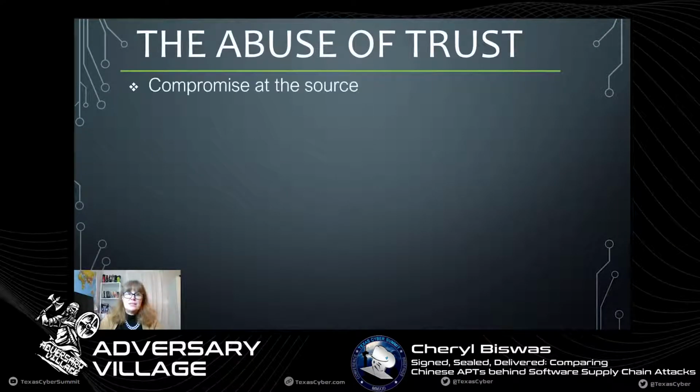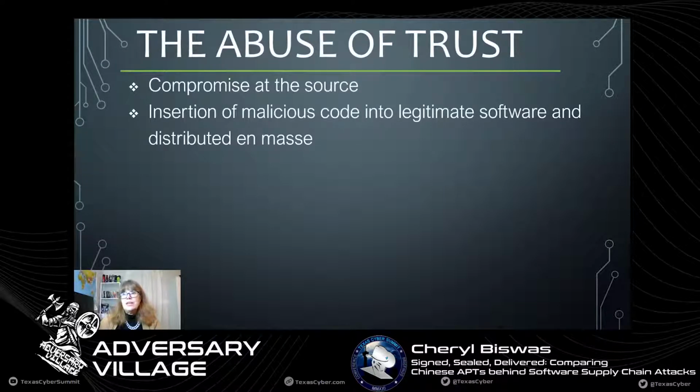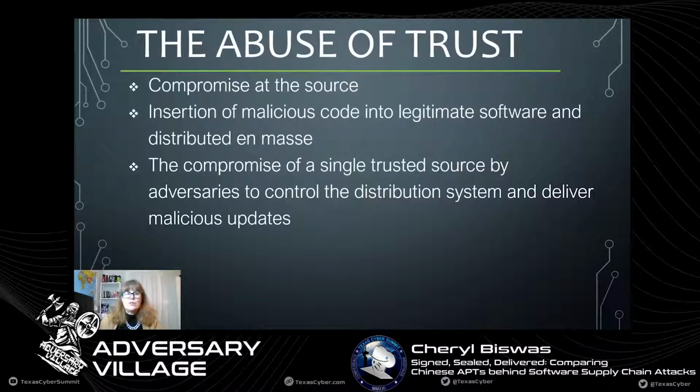It's an abuse of trust, and it's compromise right at the source. It's the insertion of malicious code into legitimate software that gets distributed en masse. And it's the compromise of a single trusted source by adversaries to control the distribution system and deliver malicious updates. Now, this can create access points into the networks of those customers, up to the thousands and tens of thousands, as was demonstrated in SolarWinds Orion. And as we learned, nobody is untouchable. Everyone is a potential target. And the impact? Well, incapacitate, disrupt, sabotage, and per MITRE ATT&CK framework, this is T1195 for initial access.